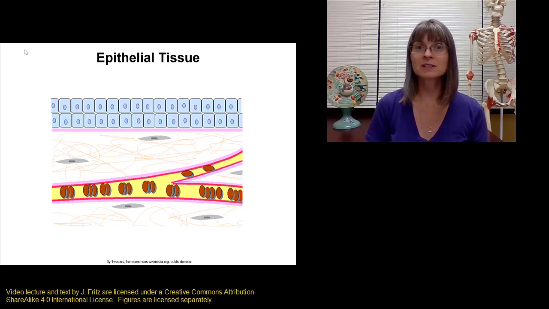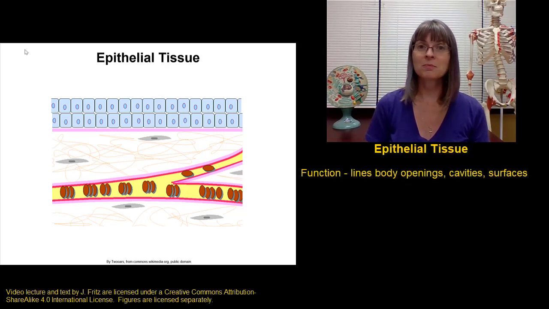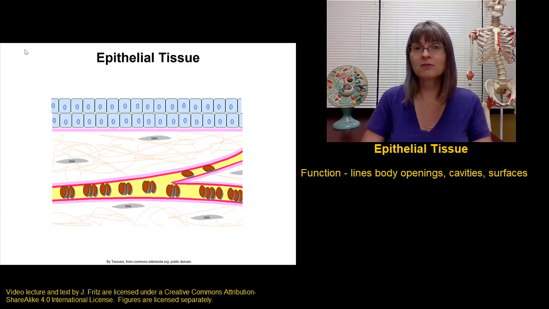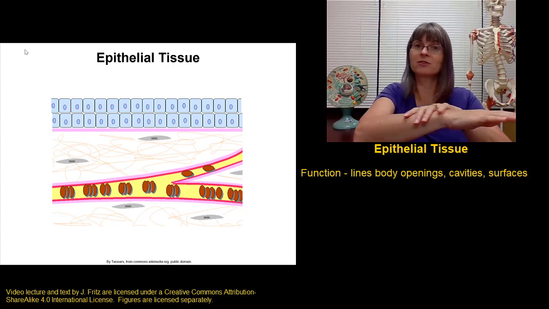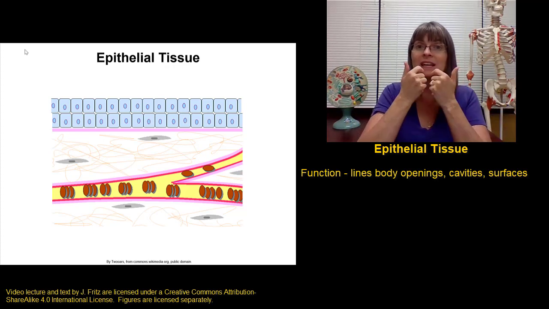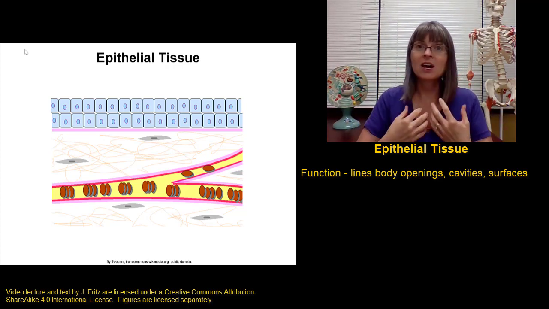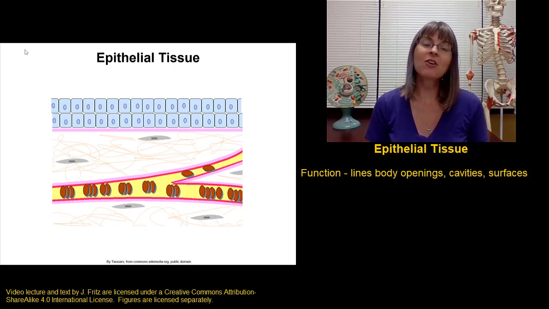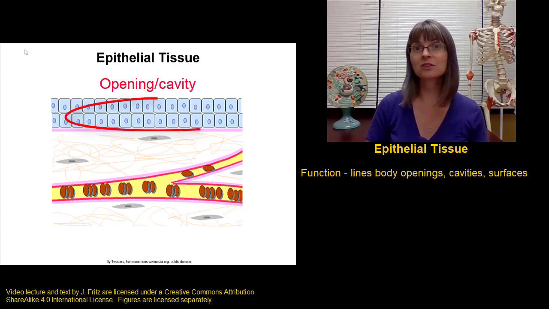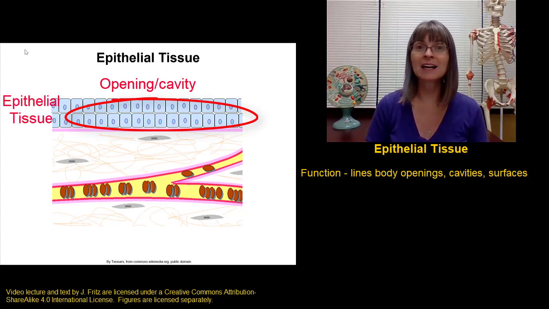Epithelial tissue is important because it lines your body openings, cavities, and surfaces. So wherever you've got a surface, whether we're talking about the surface of the outside of the body, or the inside of the oral cavity, or the inside of your digestive tract, wherever we have openings, or cavities, or surfaces, those are going to be lined with epithelial tissue.